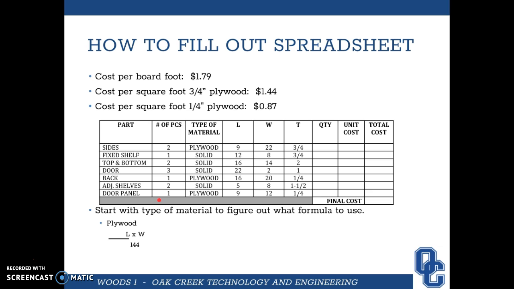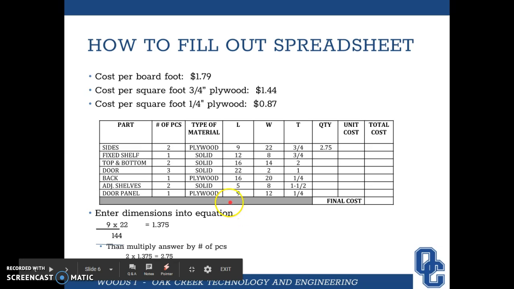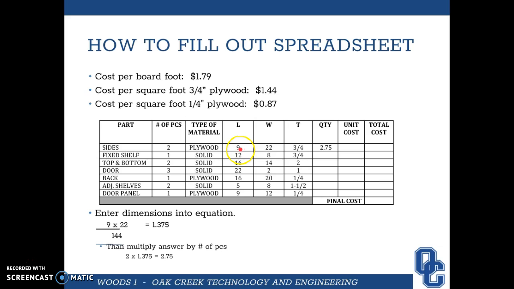How we actually fill out our spreadsheets and figure out the cost of all of our parts is fairly simple. What we're going to do first is figure out how much our sides right here are going to cost. Our sides are made out of oak plywood, so we're going to use the plywood formula. So let's go. Oak plywood. Our length is 9. Our width is 22. And our thickness is 3/4.